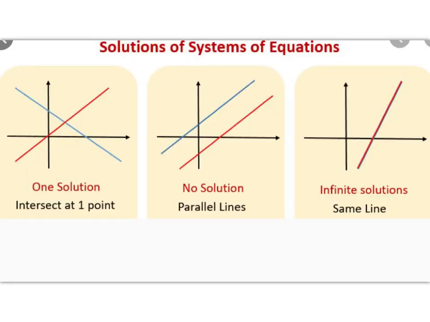Okay, the whole point of systems of equations is to find the point of intersection if there is one. And you only get three possible outcomes. One solution, which is a point of intersection. No solutions, which means the lines never intersect, parallel lines. And then an infinite solution, which means you had the same line.